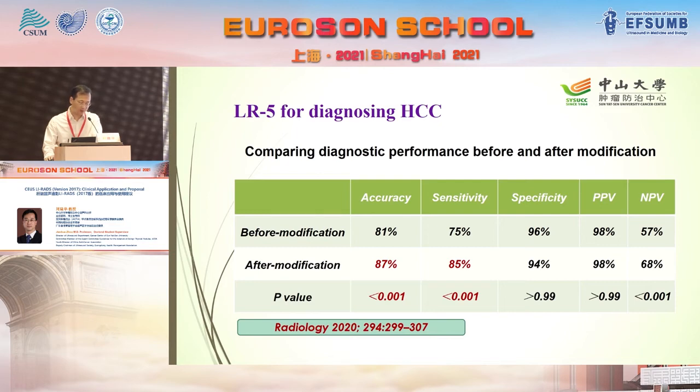There was a significant difference, and for the diagnosis performance when using LR5 for diagnosing HCC, the accuracy and sensitivity were significantly increased. The sensitivity was increased from 17.5% to 18.5%. The accuracy was 18.1% to 18.7%. All have significant differences.